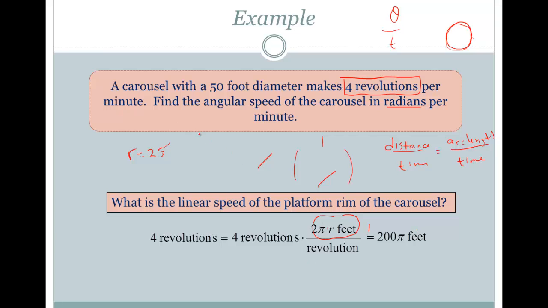How long did it take me to travel that far? It took me a minute. And so my linear speed is going to be 200 pi feet per minute. Hopefully you guys understand that.